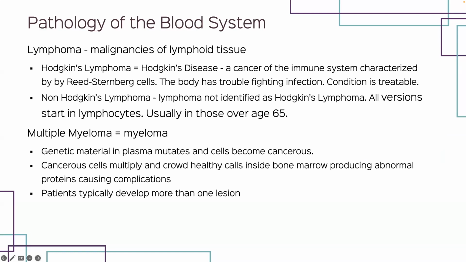Your multiple myeloma, that is going to be a genetic material in plasma that mutates and the cells become cancerous, and then they will multiply and crowd out those healthy cells. And then it causes abnormal proteins that do have complications. Typically you will develop more than one lesion, and that is what will cause you to be tested and diagnosed.